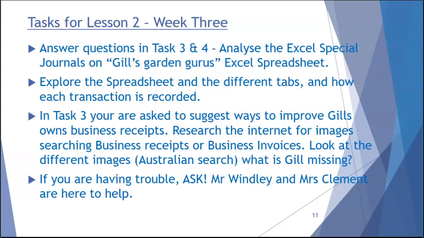Right, for the lesson today, lesson 2 of week 3, you've got to answer the questions in task 3 and 4 in Analyse the Excel spread journals on Garden Guru's Excel spreadsheet. Explore the spreadsheet, keep familiar with what it looks like, and then in task 3 you're asked to suggest ways to improve Gill's own business receipts. So research the internet for images, searching business receipts, and look at the different images. What is Gill missing? Make sure you're looking for Australian invoices because our business system may be a little bit different to overseas.